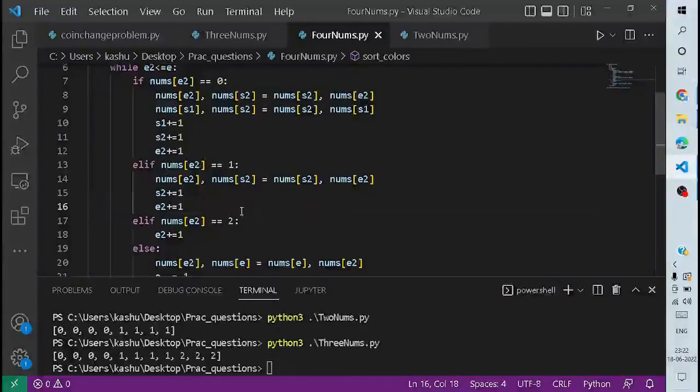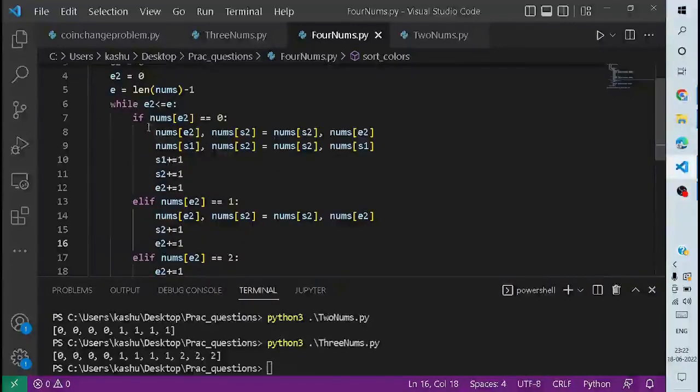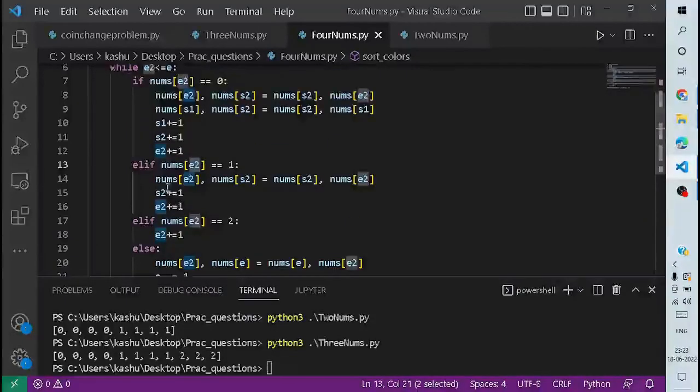So you might be thinking that for 1, we exchange E2, S2, and then S1, S2, right? So all the elements that were greater than 0 are ensured to be moved to the right. Similarly, for 1, there is only 2 which is bigger, right? Because 3 is already taken care of over here.